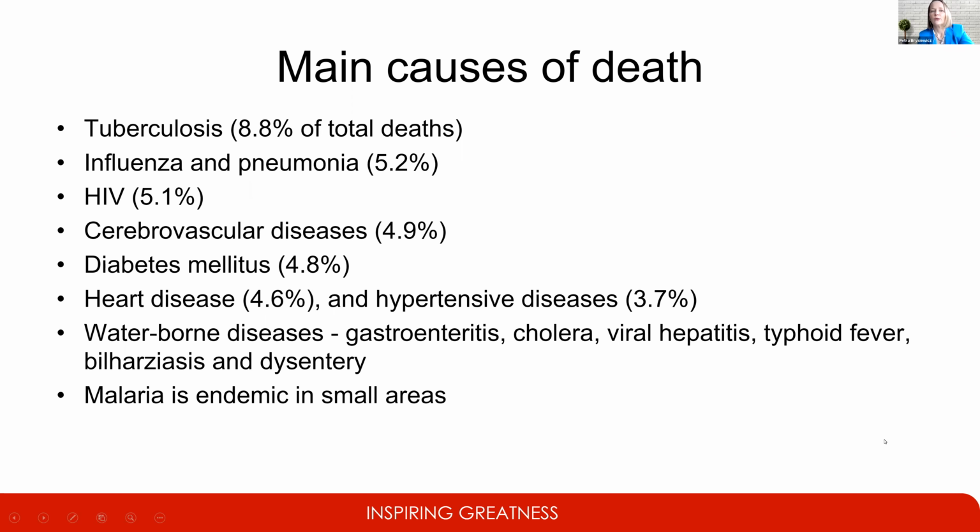So I've broken this down a little bit more specifically, and you'll see that tuberculosis and HIV play a fairly large role. And then diabetes, cardiovascular disease, and heart disease, which many countries in the world are experiencing difficulty with, are also right up there as one of the main causes of death for us. We have some issues in certain parts of the country with waterborne diseases, cholera, gastroenteritis, typhoid, and also malaria is a problem in some small areas in our country as well.